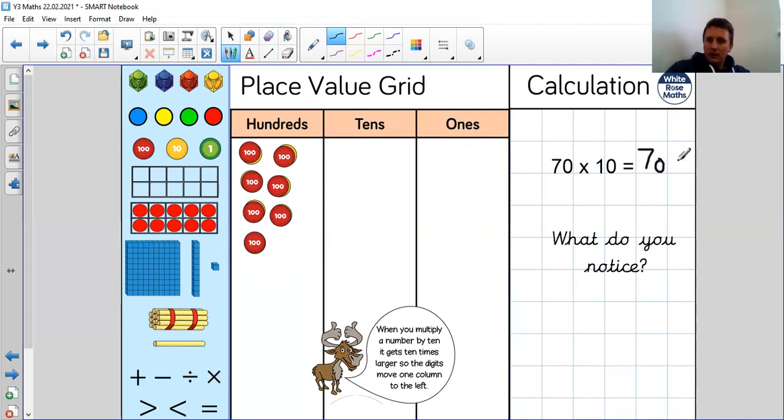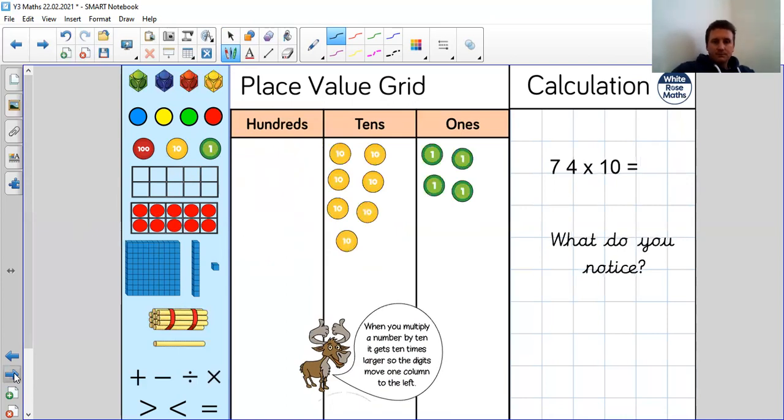All right, should we have another go at doing one of these? So if we're saying that they're moving one place value column to the left, let's see if we can solve this one. Now, I've got some ones in here as well, but I'm going to use that same method again. I've got 74 times 10. Colin says when you multiply a number by 10, it gets 10 times bigger.